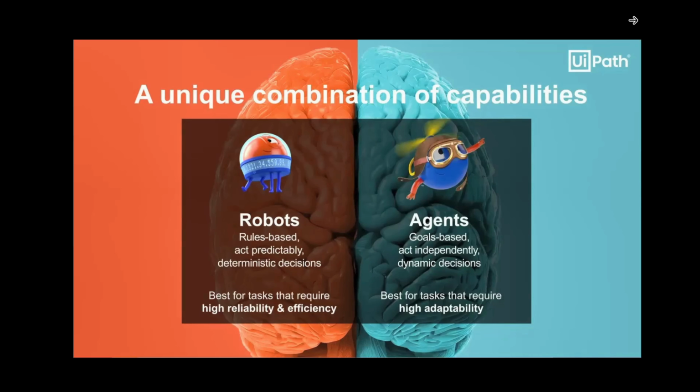Now let's think about what the actual difference is between the robots used in traditional RPA versus the agents used in agentic AI. Robots are rule-based, act predictably, and make deterministic decisions. That is, they are predefined and follow fixed steps. Versus agentic AI, or we can say an agent, which is goal-driven, autonomous, can act independently, can take decisions, and is context aware. If we combine the capabilities of robots and agents, then it becomes more powerful in RPA.